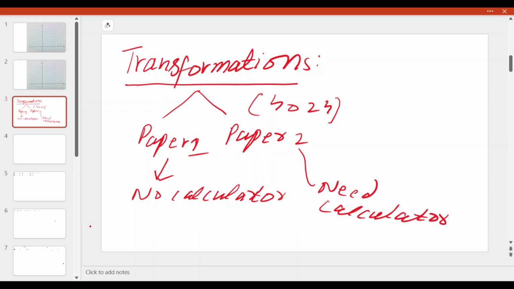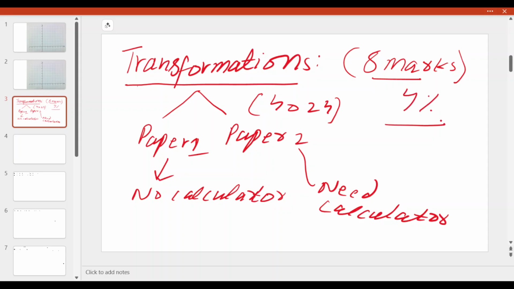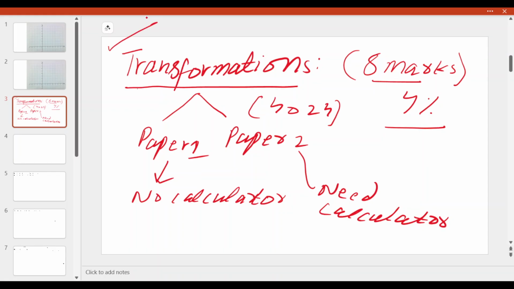Yes, that is another important point. And marks proportion, yes, this is of 8 marks, very important. 8 marks are a huge portion of marks, which makes up about 4% of total marks. So we should be very careful about this topic. So this is the importance of transformations.